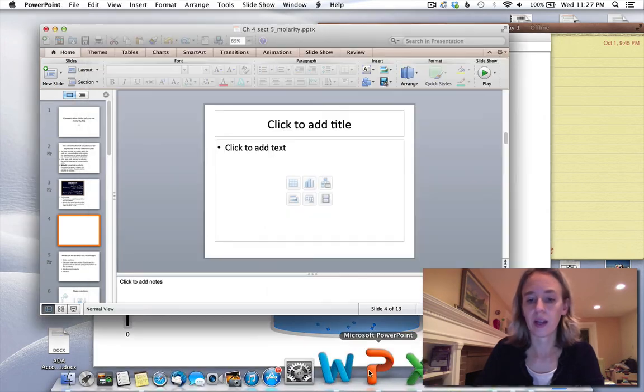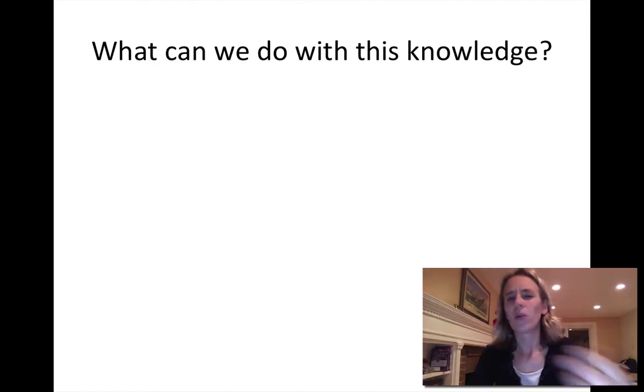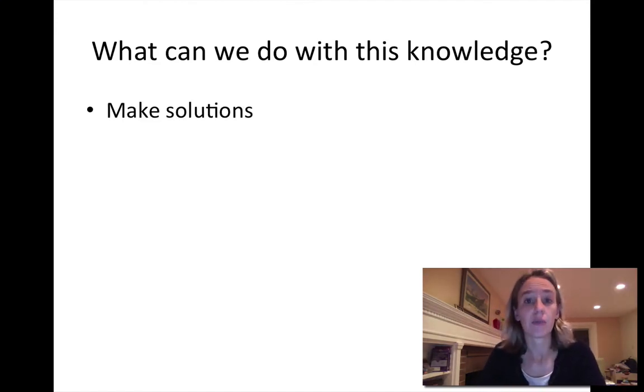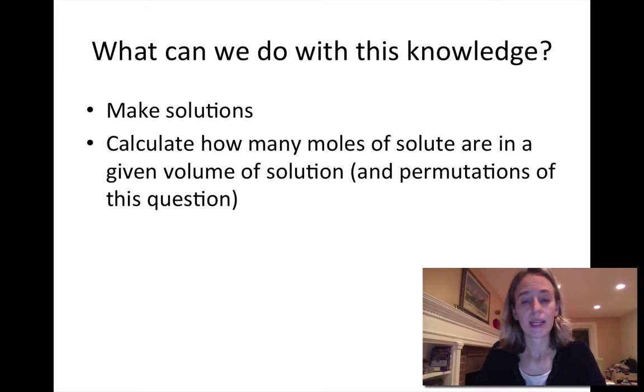Okay, so back to the rest of the show. What can we do with this knowledge about molarity and concentration units? There's a number of things. First thing is we can make solutions in the lab. That's a common thing that we need to do in chemistry. We can calculate how many moles of solute there are given any volume of solution, once we know the molarity.